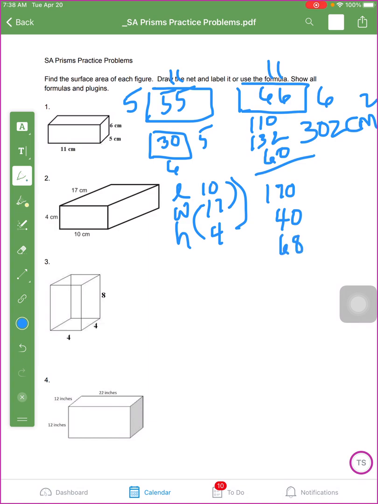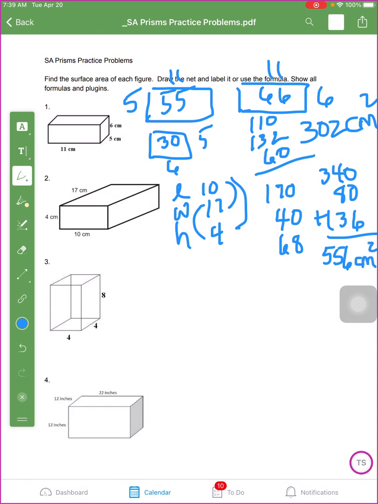Remember, there are 2 of each of these, so 170 times 2 is 340. 40 times 2 is 80. 68 times 2 is 136. And then when we add all of these together, we get 556, and it's going to be centimeters squared once again.